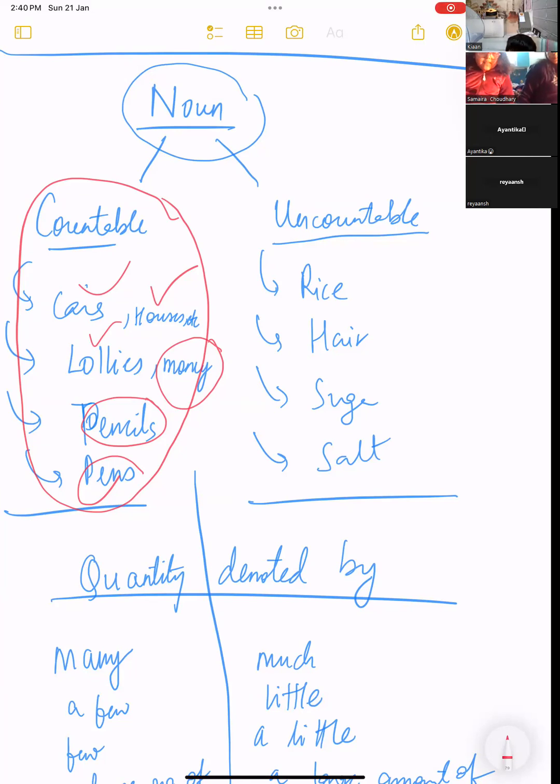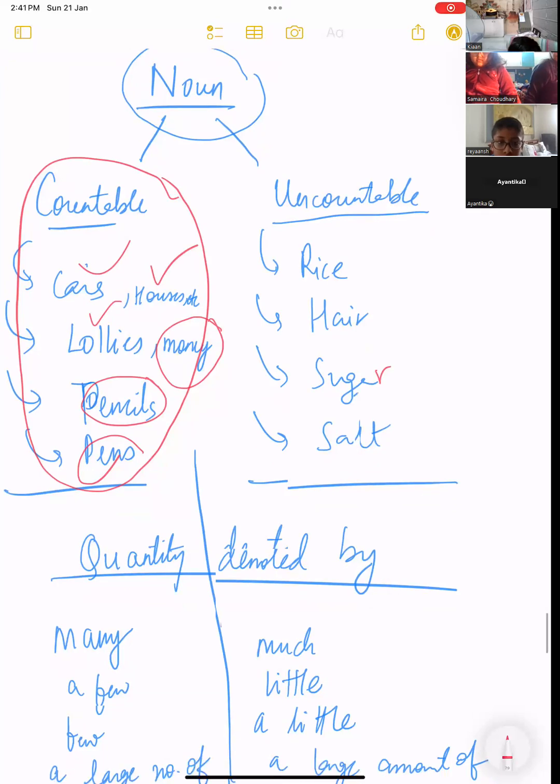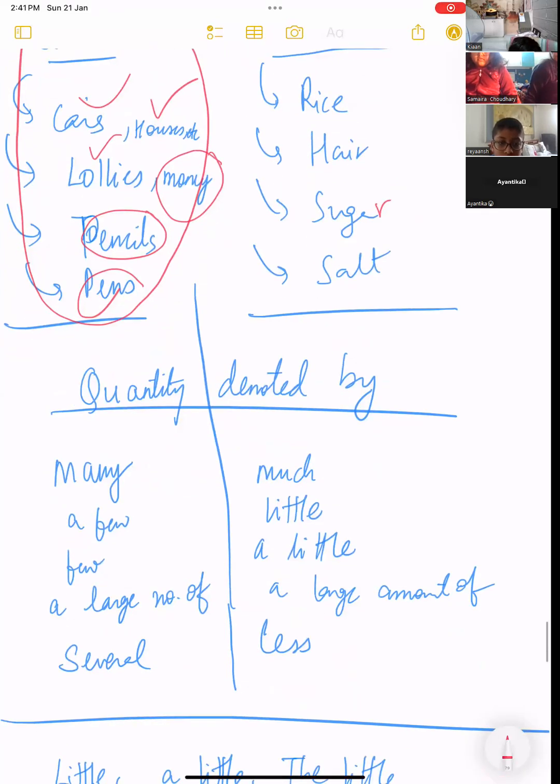Okay, so we are doing nouns, countable and uncountable. Countable nouns would be something that you can count. Uncountable nouns are rice, hair, sugar, salt, etc. Okay, so what adjective you are going to use with countable and uncountable nouns, that is what we'll be working on in our class today. So here, this is all for countable and this is all for uncountable. So I'm going to say there are many cars on the road.